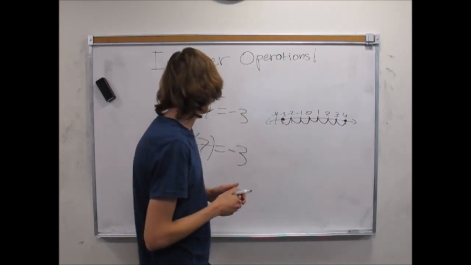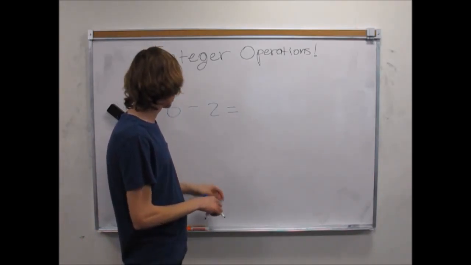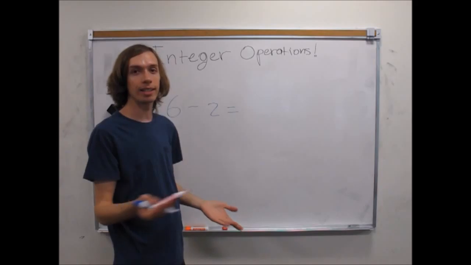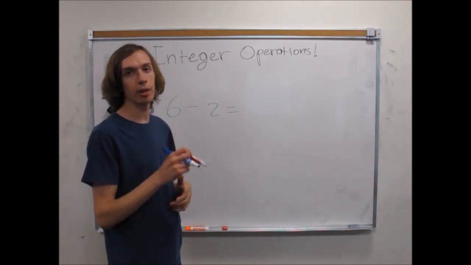So that's one way to look at that. Alright, and what if you had 6 minus 2? Well, this one might seem easy, you might already know the answer to that one, but let's take a look at it like we took a look at the other ones.